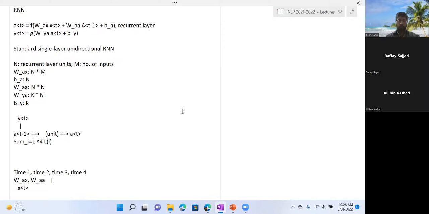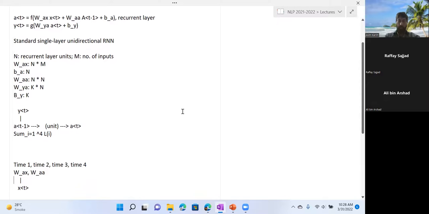And then you can apply your standard backpropagation layer by layer from the last layer to the first layer. But of course, the parameters in each of those layers are the same. So the parameters you updated in layer four will then be updated again in layer one. The parameters are the same, WAA and WAX. So this is, as I said, also called BPTT, backpropagation through time.